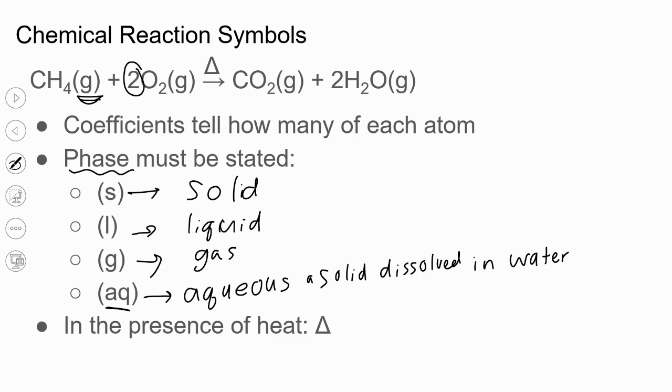Okay, so if I see AQ, that means the thing is dissolved in water. And then sometimes we see this triangle. This triangle means heat. We talked about sometimes the triangle means change. Did we talk about that here? Okay, never mind. This triangle means heat or energy.